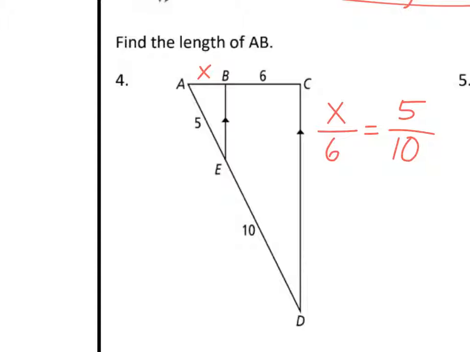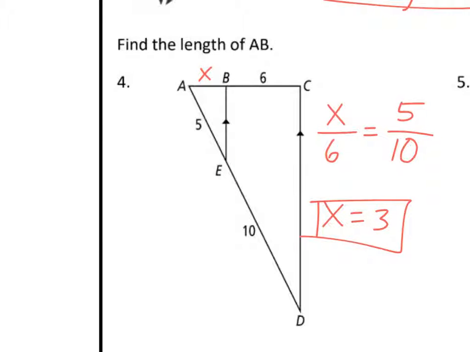Why does it have to be 3? Yeah. We need both of them to simplify to 1/2. You'll get the same thing if you cross multiply and solve. 3. 3 over 6 equals 5 over 10.